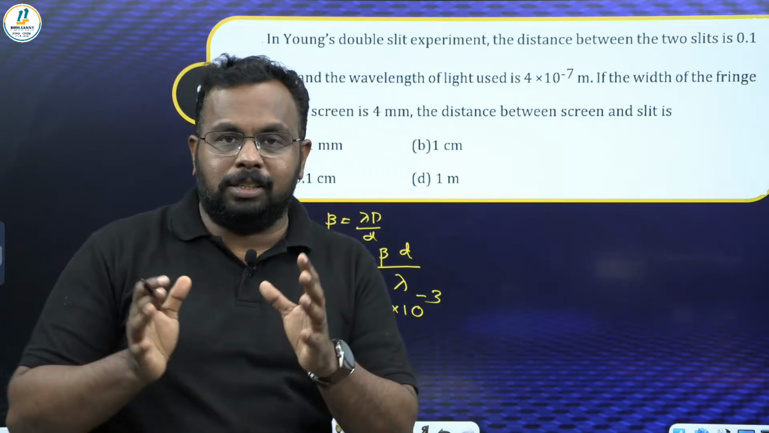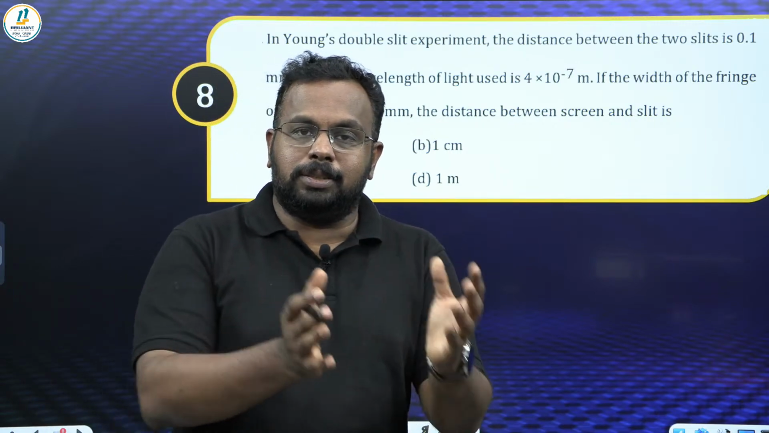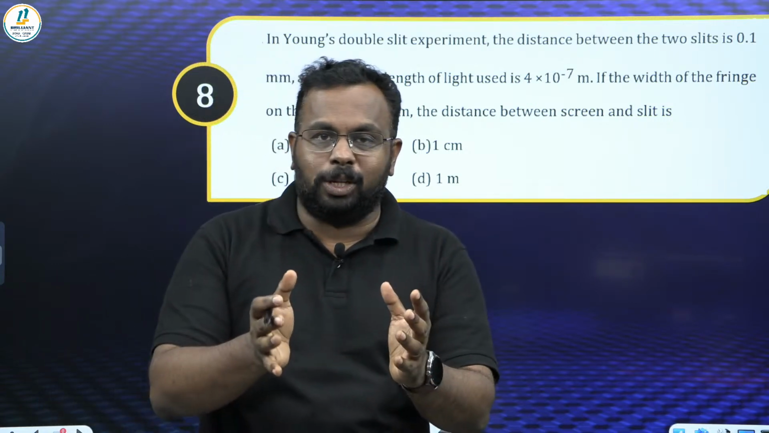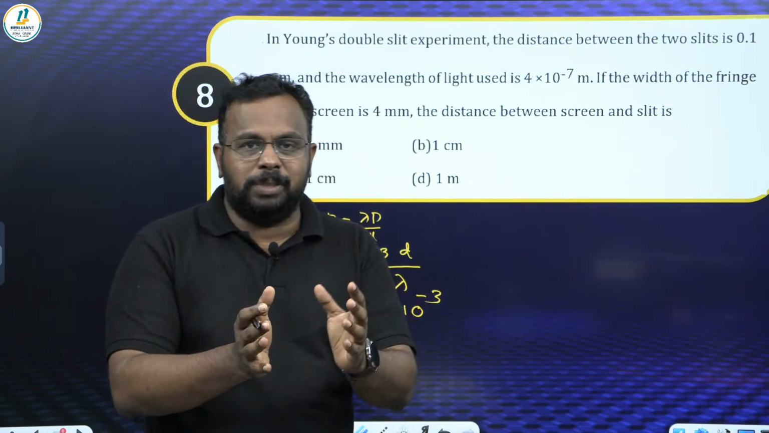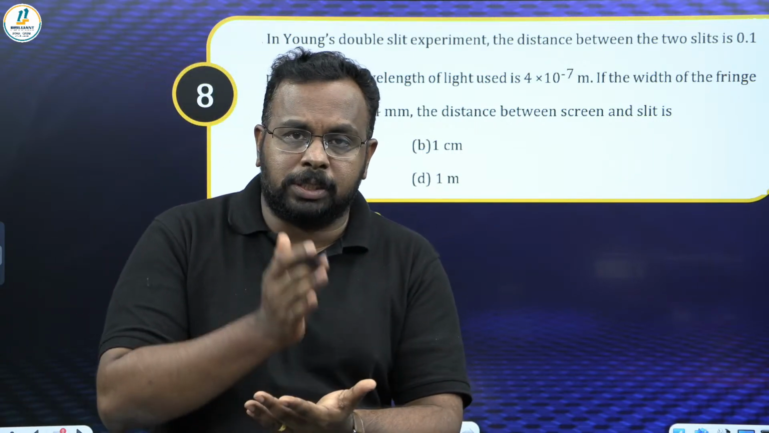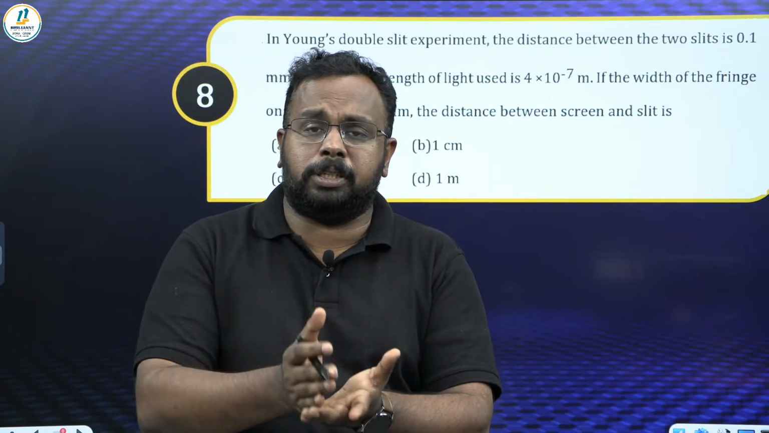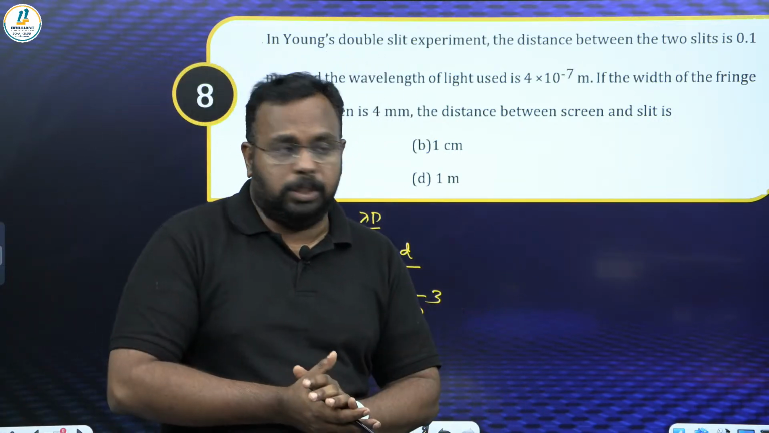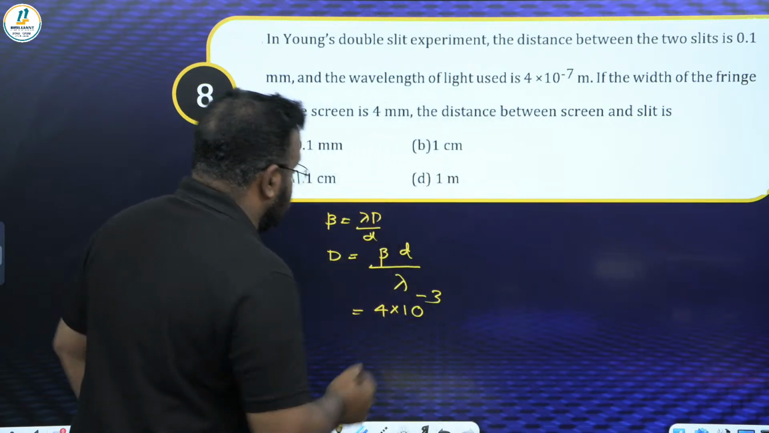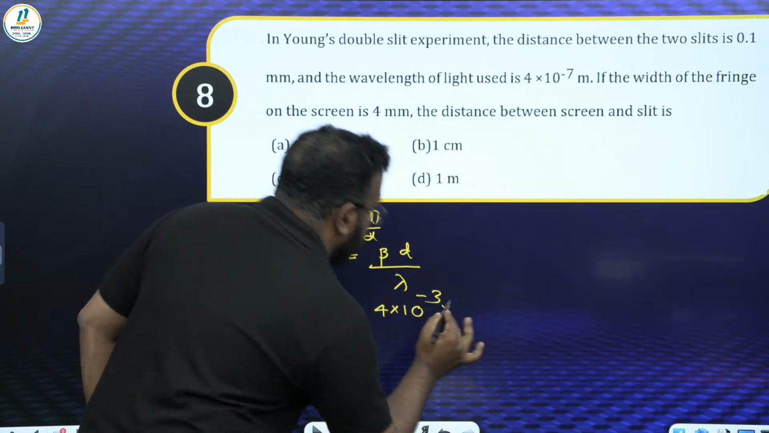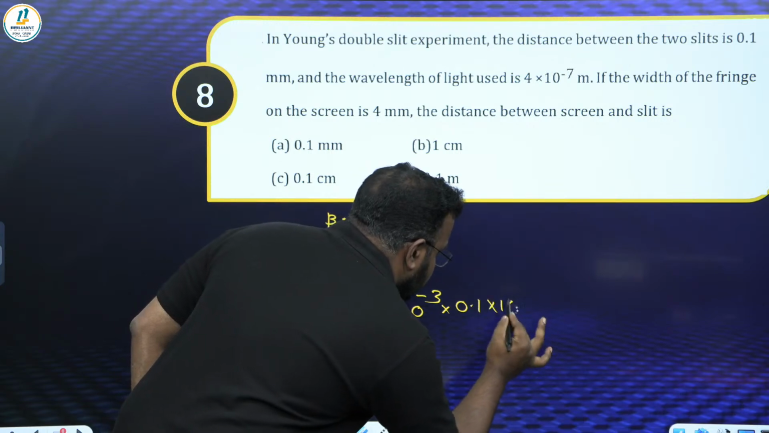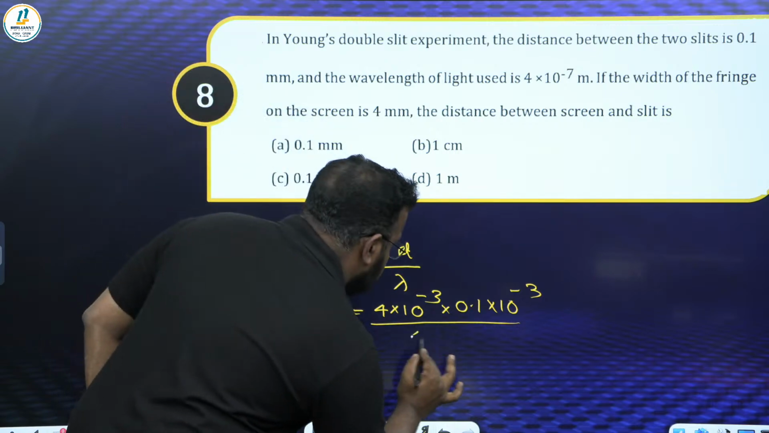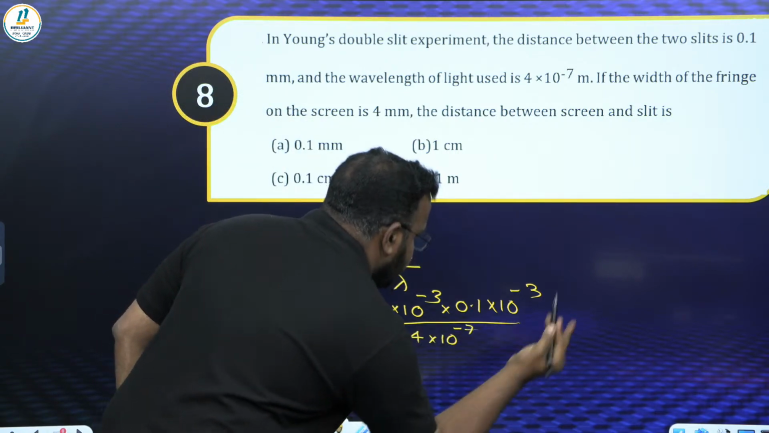What I felt in class is that some students still have doubt about how to convert millimeter into meter, micrometer into meter. Please study these things, okay? You are going to finish your 12th grade, and if you still don't know how to convert units, that's not good. Those who have confusion, study now itself how to convert centimeter into meter, millimeter into meter, micrometer, nanometer, Angstrom, because data can be given in different units. Right, so millimeter is 10 power minus 3. What is the small d value? The width of the slit is 0.1 millimeter, 0.1 into 10 to the power minus 3. And the wavelength lambda is 4 into 10 to the power minus 7.